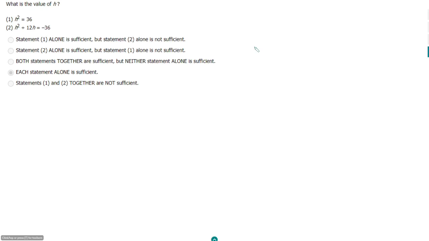What is the value of h? Okay, let's find out. Statement 1. H squared is equal to 36. So I see what they are trying to do here.